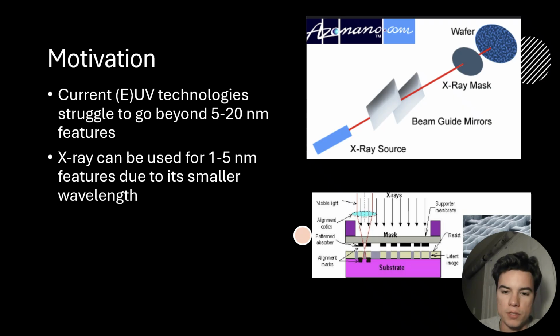As you can see in this image, we have an X-ray source through guide mirrors and a mask onto a wafer. So it is a similar concept to the ultraviolet photolithography image from the last slide, but there are some different technologies associated with the smaller wavelengths and the deeper penetration.